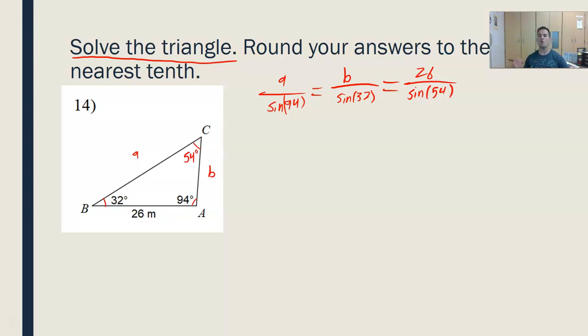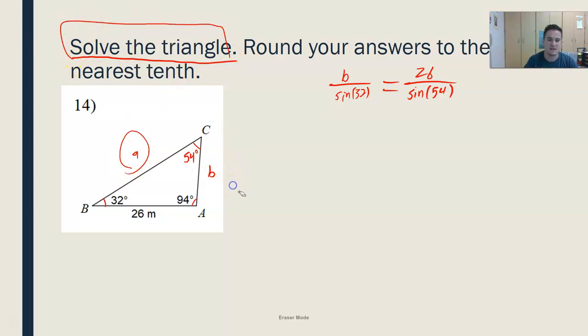So depending on what we want to solve for first, that will depend on what I set equal to 26 over sine of 54. So if I wanted to solve for A, I just have A divided by sine of 94 equals 26 divided by the sine of 54. If I wanted to solve for B, I'd have B over the sine of 32 is equal to 26 over the sine of 54. You'll end up using both of those relationships to solve this triangle because I want you to solve for all of the missing sides.